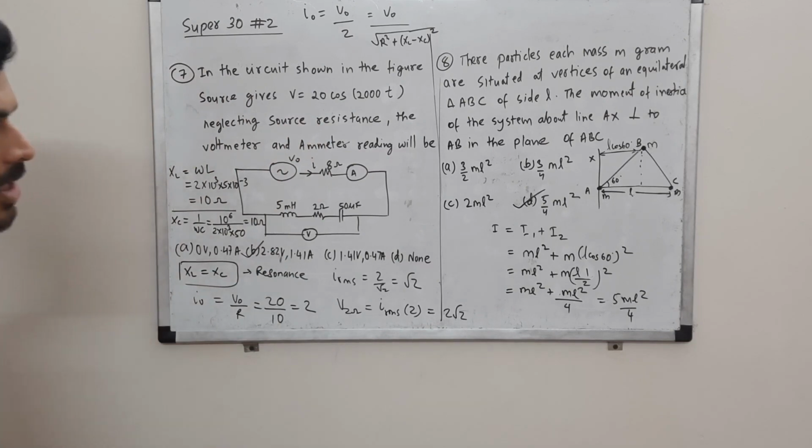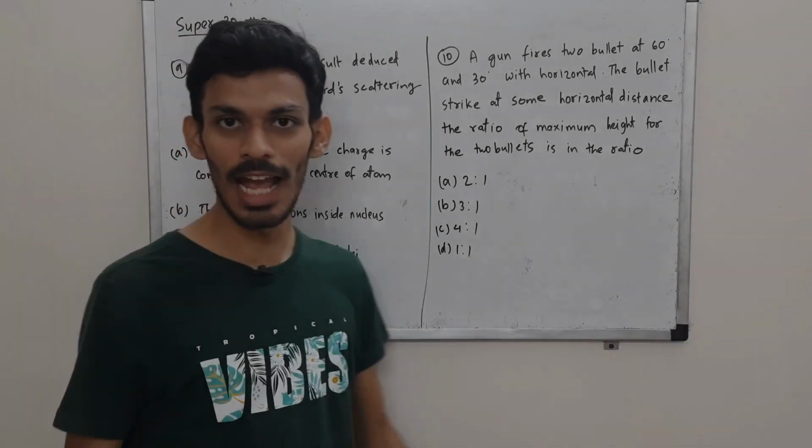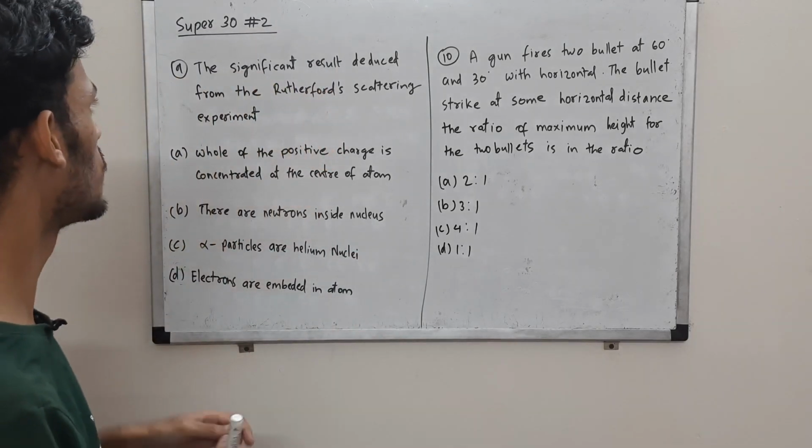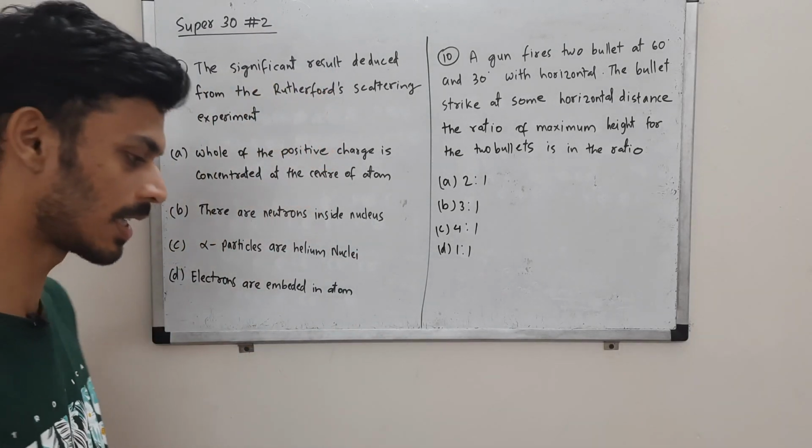Let's move to the next set of questions. Question 9 and 10 over here. In Question 9, we are supposed to tell a significant result from the Rutherford scattering experiment.